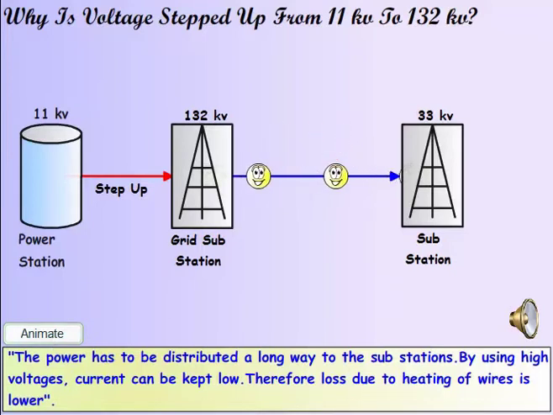The power produced has to be distributed a long way. There are 2 ways to transmit the power: either with high voltages and low current, or with low voltages and high current. If the high current option is chosen, the wires have to be thicker, and that increases the costs. Also, the high current option generates a huge heating loss, and heating increases with increase in current.